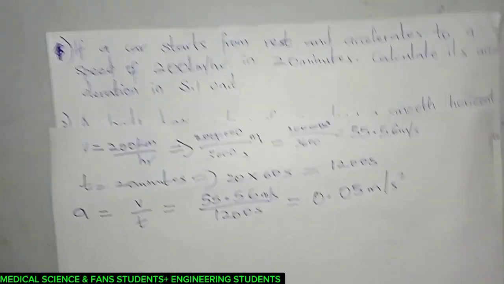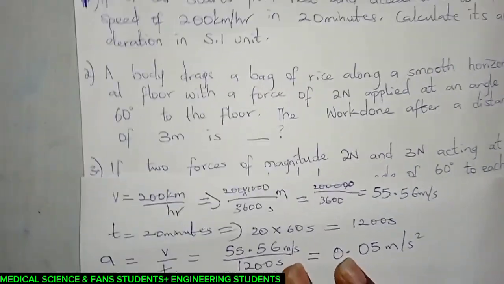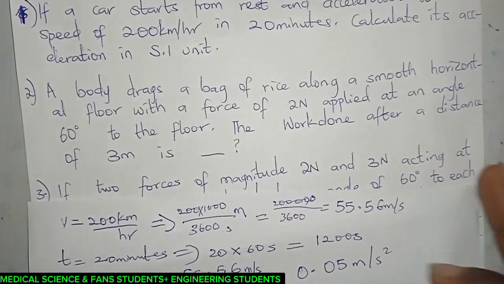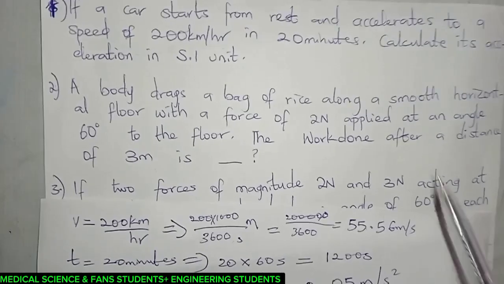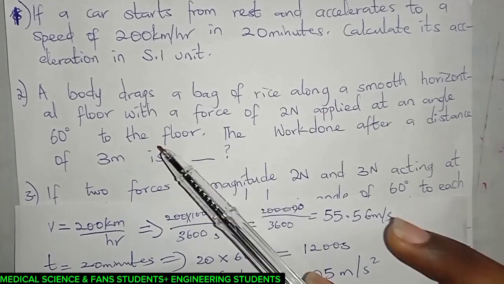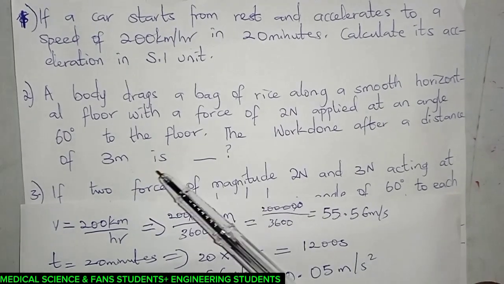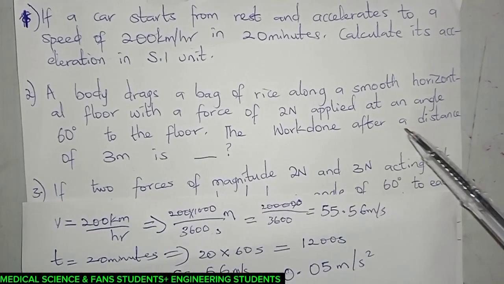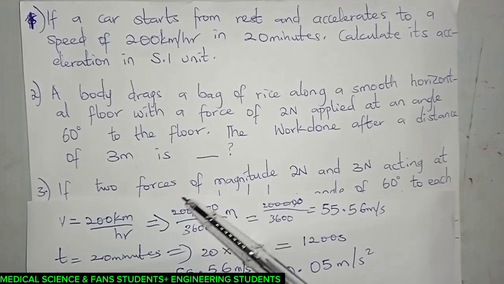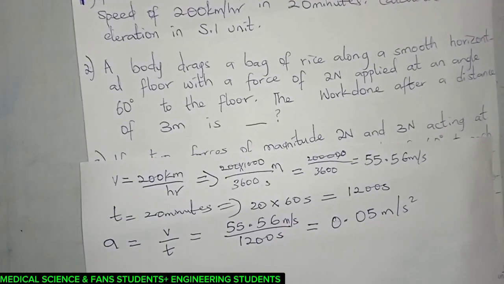Alright, let's move to question 2. So question 2 says a body drags a bag of rice along a smooth horizontal floor with a force of 2 Newton applied at an angle 60 degrees to the floor. The work done after a distance of 3 meters is dash. So number 2.